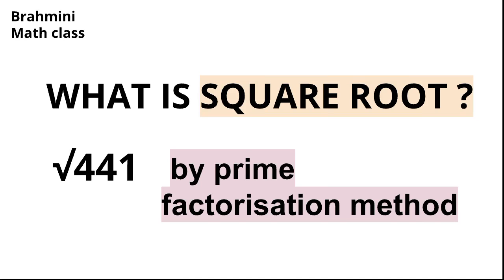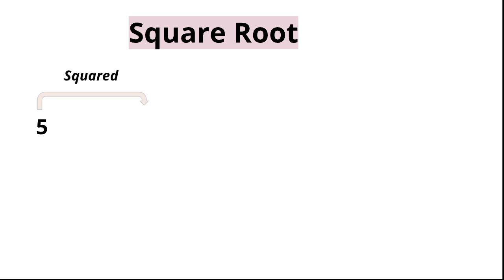In this video, let us see what is square root and one example of finding the square root of a number by using prime factorization method. Square root. This is actually very simple. Let us take a number 5. 5 when squared becomes 25 and square root of 25 is nothing but 5.